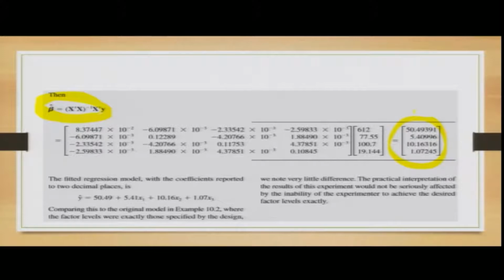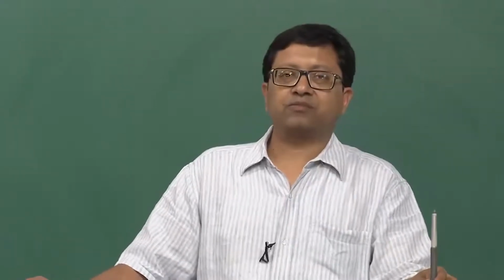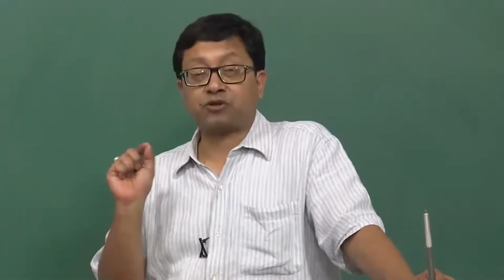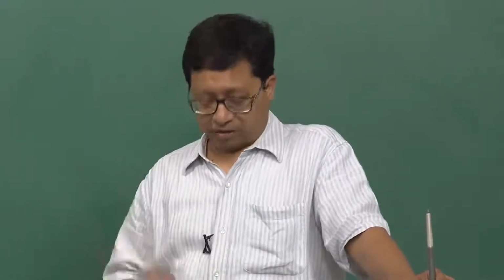Comparing this with the original model where the factor levels were exactly those specified by the design, we note very little difference. The practical interpretation of the results of the experiment would not be seriously affected by this. Hence, we are able to utilize this model convincingly. So, even if there is inability on the experimenter's side, like missing data, or the machine was not working to measure it, or a temperature difference, still there is no problem because the errors are very small. Errors with respect to the betas and the error terms.